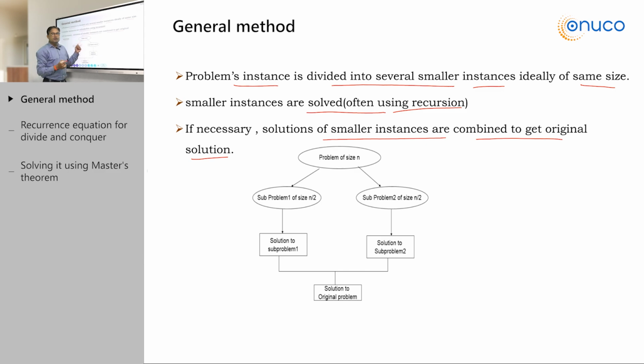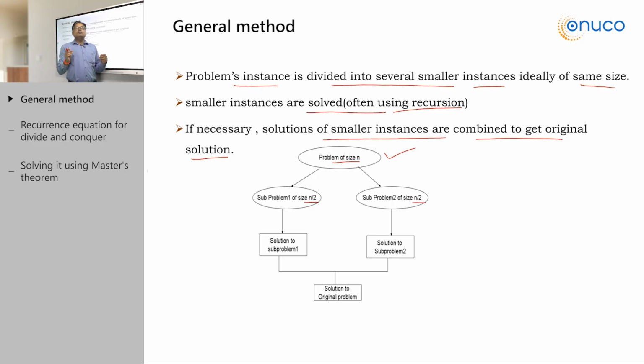Let us see this pictorial representation. First, the given problem is of size n, right? Now we have sub problems of size n by 2. It means this problem of size n has been divided into two parts, that is, half of it is the left array and the other half is the right array. So the left array size is n by 2, and the right array is again of size n by 2.